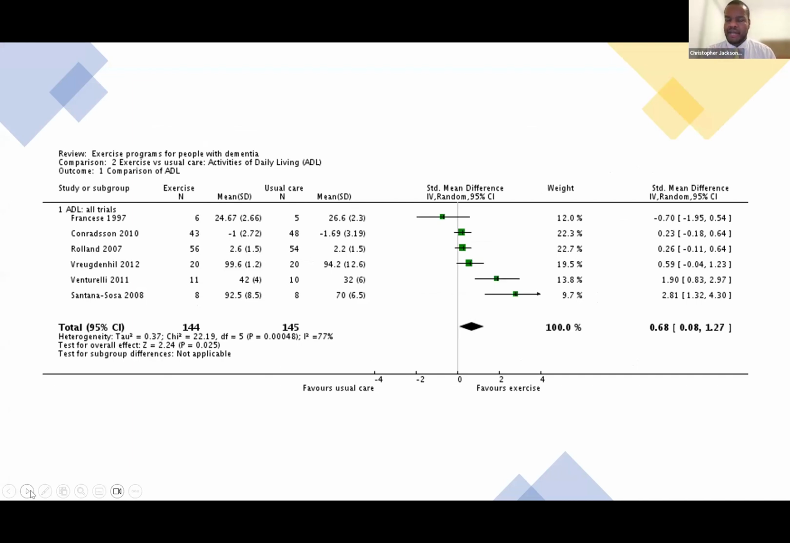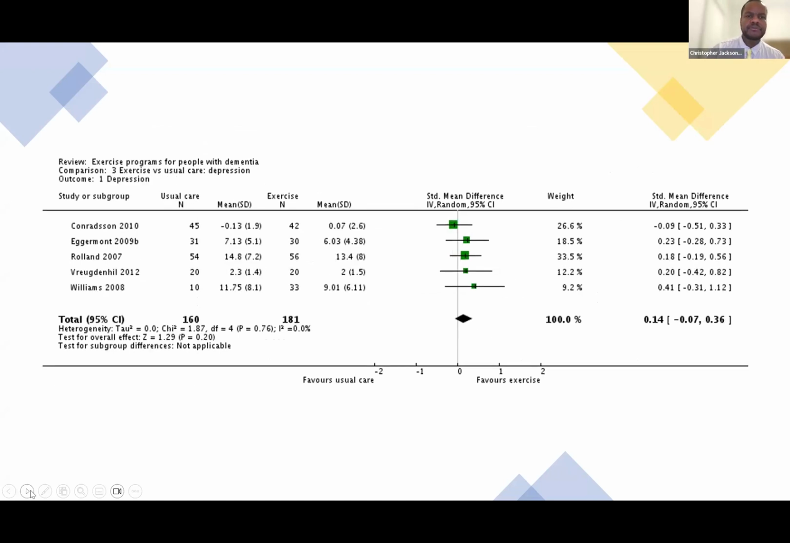And this is that point that I was raising here. Cognition, we don't really have an impact. It does seem to have an impact on their ADLs, with the idea that if we're keeping them exercising, moving around, they're going to be doing those basic activities of daily living. For depression, I wish I could say there was an impact, at least in those with dementia. At least in this systematic review and meta-analysis, there was not.